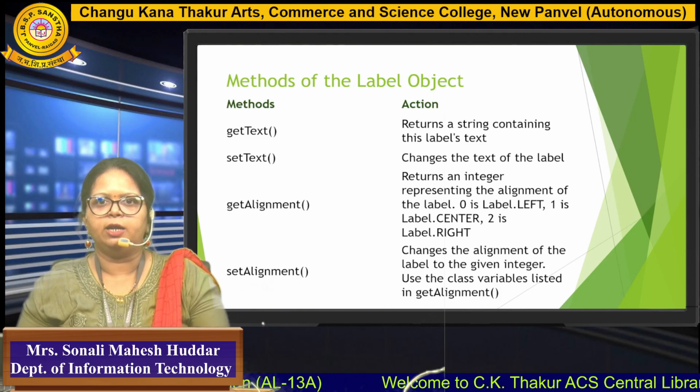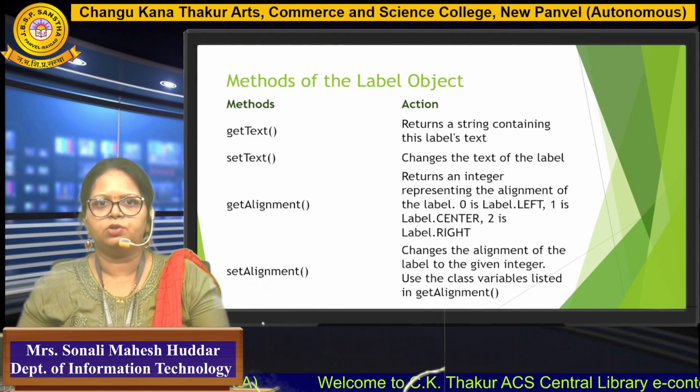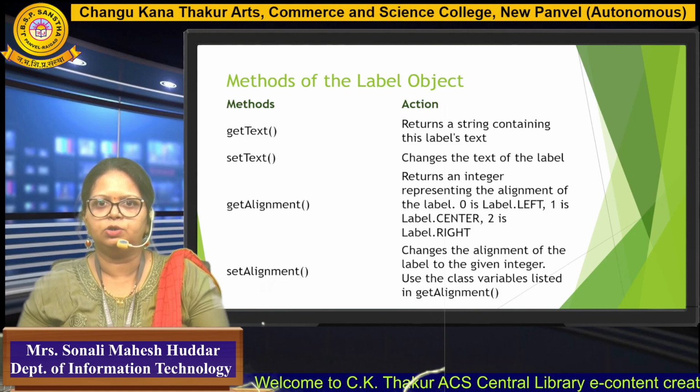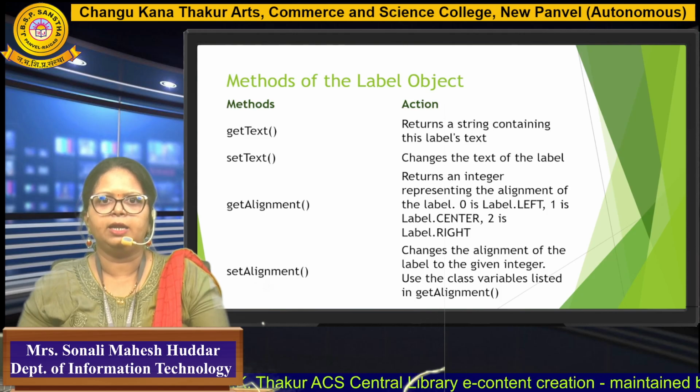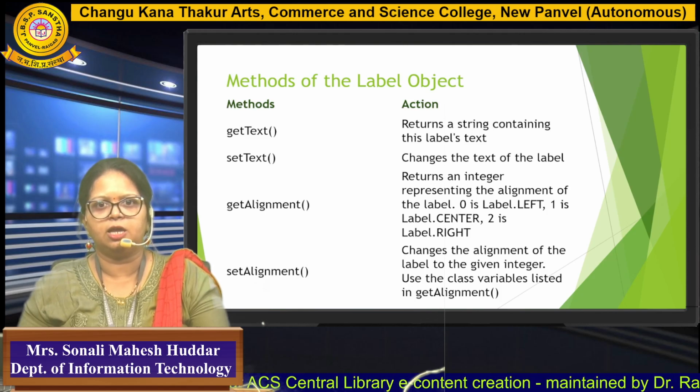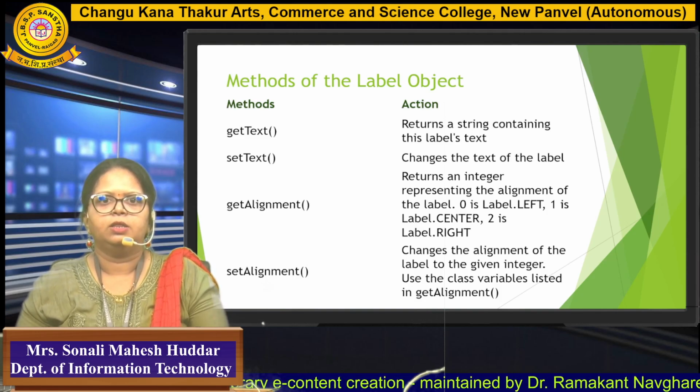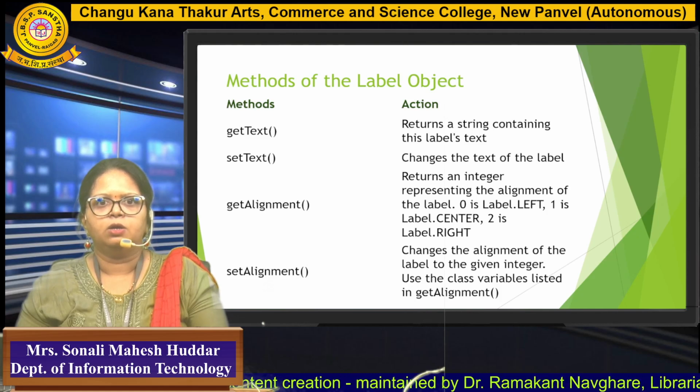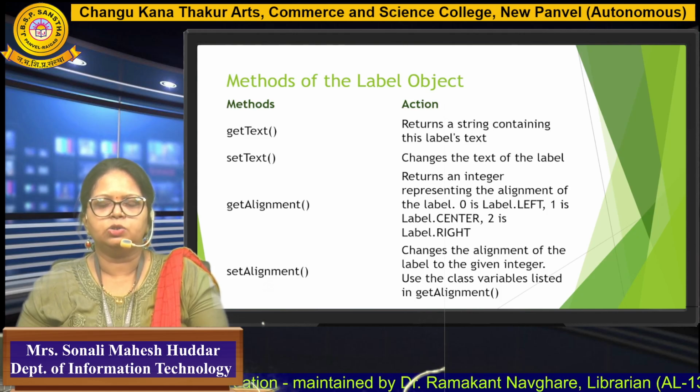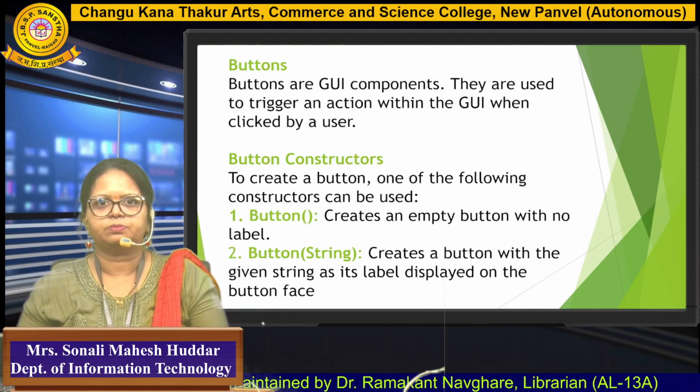getText to get the text written for your label. setText if you want to set that value for your label. getAlignment, here you can get the three alignments by providing the integer value or constant. Then setAlignment, with the help of which you set the alignments.